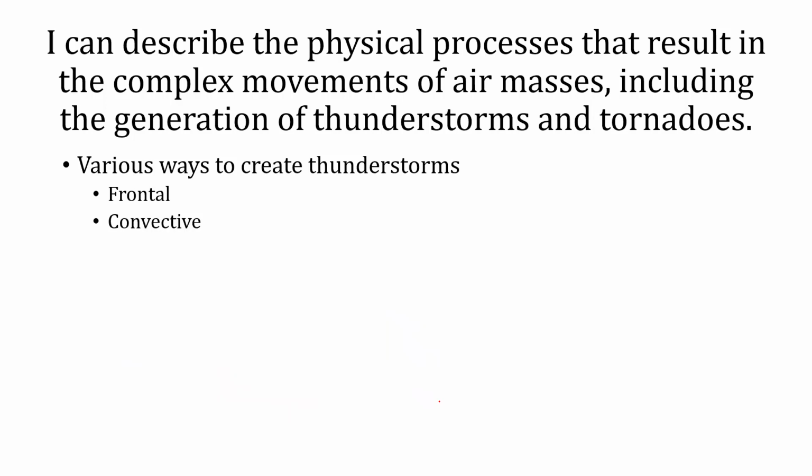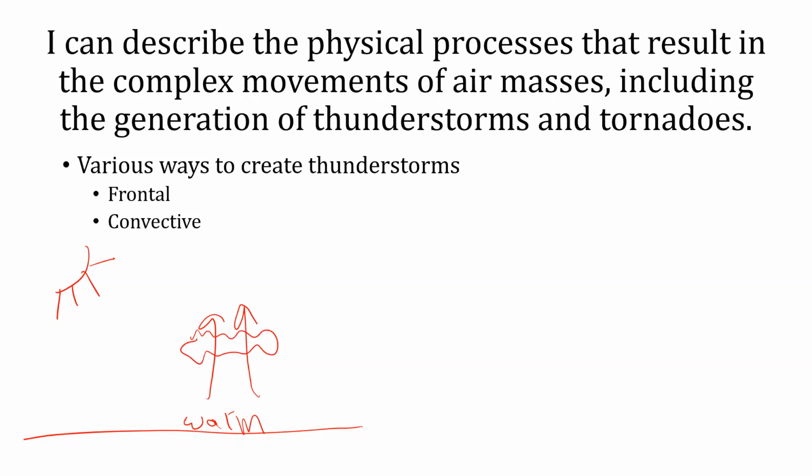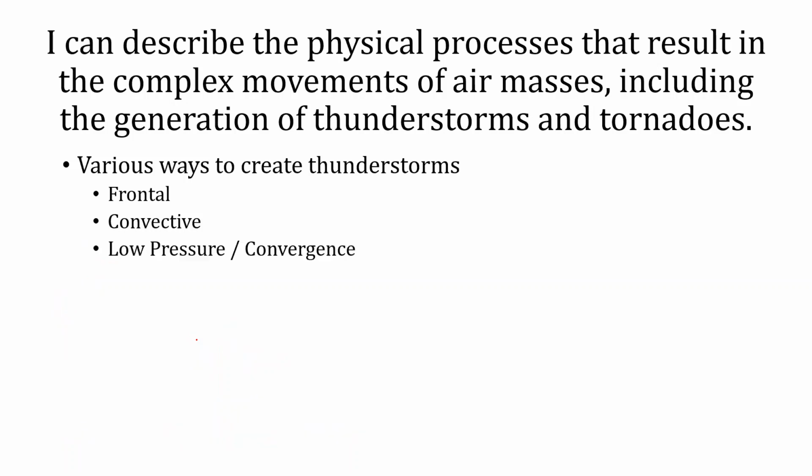Another way is convective. This is what we call it when we have the sun warming up the earth all day, and that makes warm air, and eventually that warm air is going to be warmer than its surroundings, and so it rises. Okay, and as it rises, it's going to cool adiabatically. Eventually, the saturation point will be met, and we expect to form clouds. Those are supposed to be my clouds, and have thunderstorms that way.